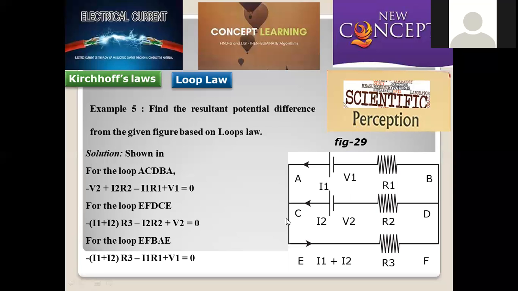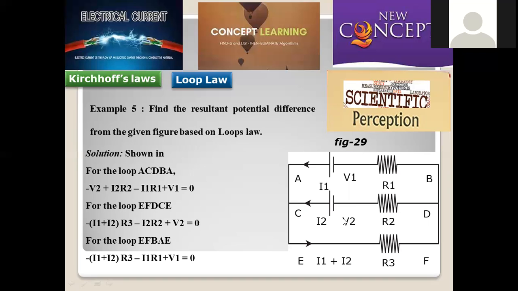Again, you can find two individual circuits, all arranged in a parallel manner, with two batteries and three resistors connected in this circuit. Let us find out how this obeys the loop law. First, we are going to make a loop ACDBA. A, C, D, B, A. So this is the first loop we are considering.